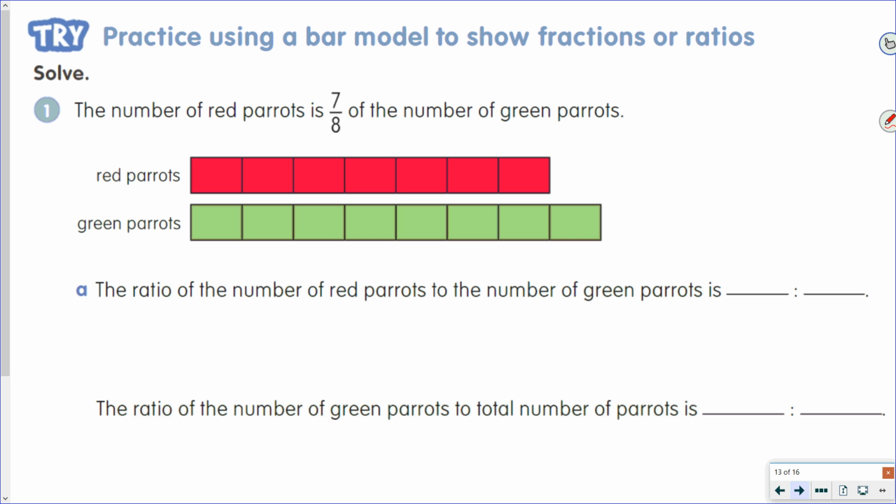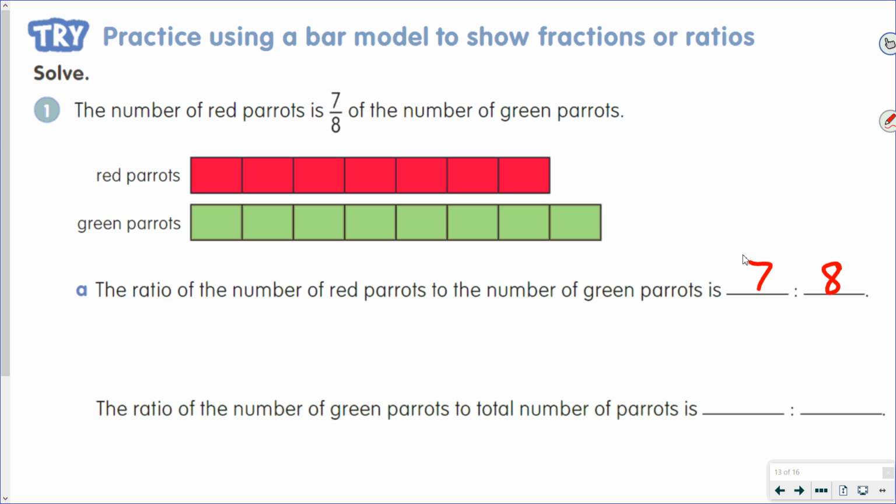The number of red parrots is 7/8 of the number of green parrots, which means for every 7 red parrots, there are 8 green parrots. So it's not only a fraction, it is also a ratio. So the ratio of the number of red parrots to the number of green parrots is 7 to 8. And one thing to be aware of, it's 7 to 8 because it says it's 7/8 of the number of green parrots.